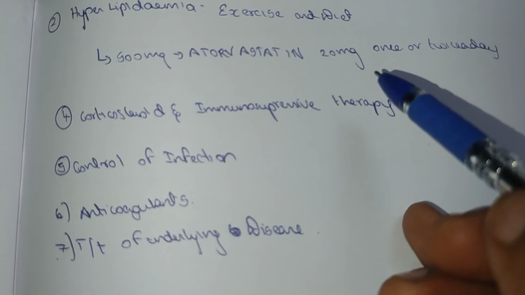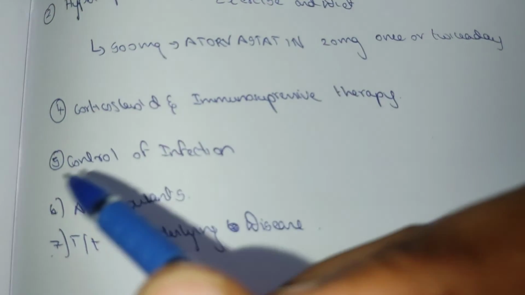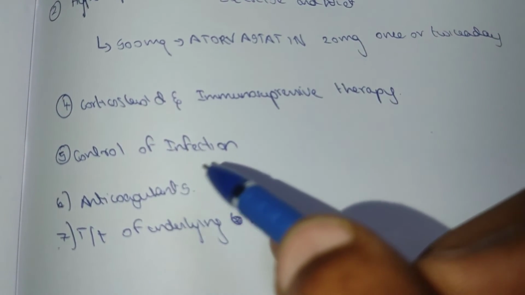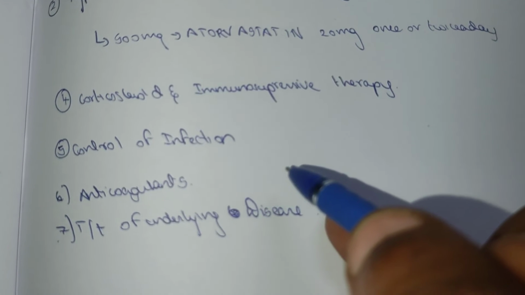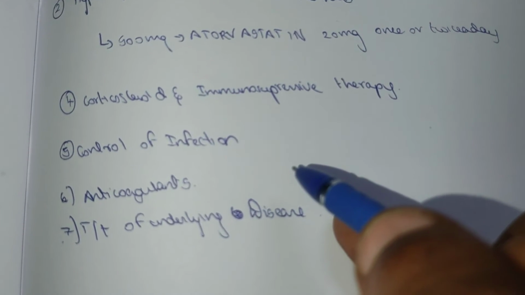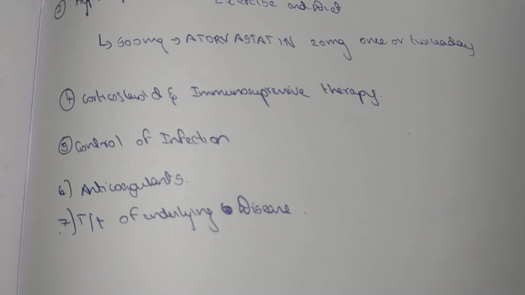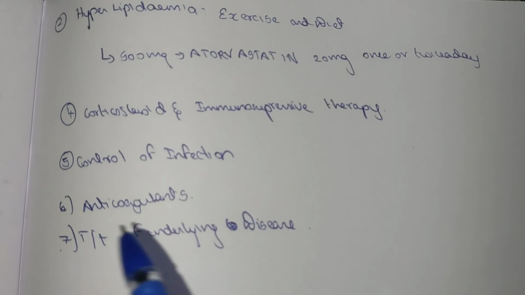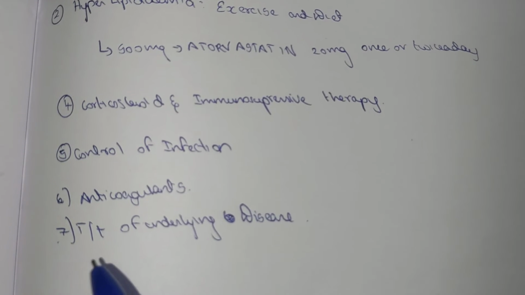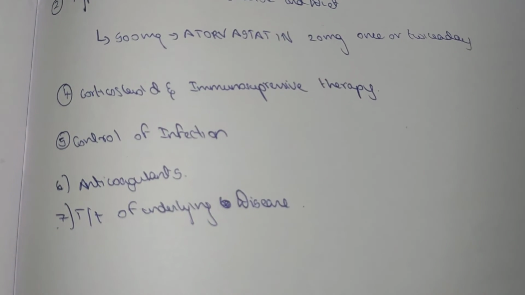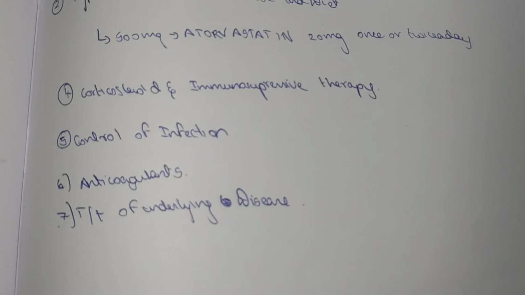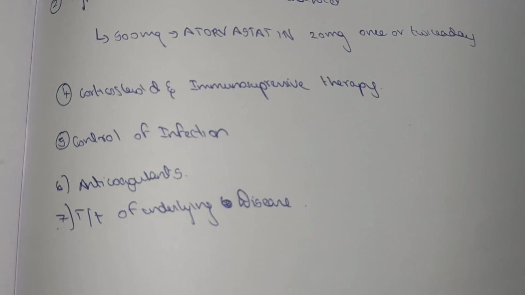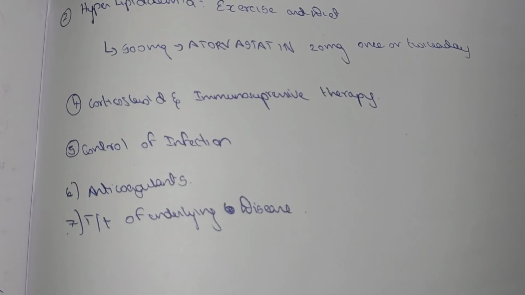Atorvastatin 20 mg is given once or twice a day. Corticosteroid and immunosuppressive therapy is given. The specific infections should be controlled, as I have said the secondary cause is due to infections like infective endocarditis and syphilis. Anticoagulants are given. The underlying disease that causes nephrotic syndrome should be treated as soon as possible. These are the treatments of nephrotic syndrome.